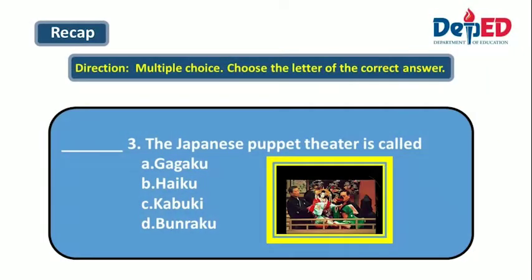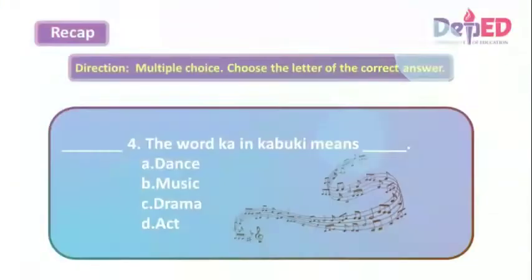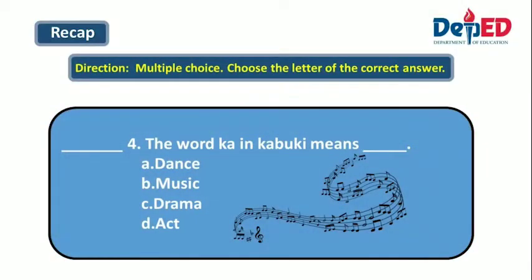Number 3. The Japanese puppet theater is called A. Gagaku, B. Haiku, C. Kabuki, D. Bunraku. The correct answer is letter D, Bunraku. Number 4. The word ka in Kabuki means A. Dance, B. Music, C. Drama, D. Act. The correct answer is letter D.